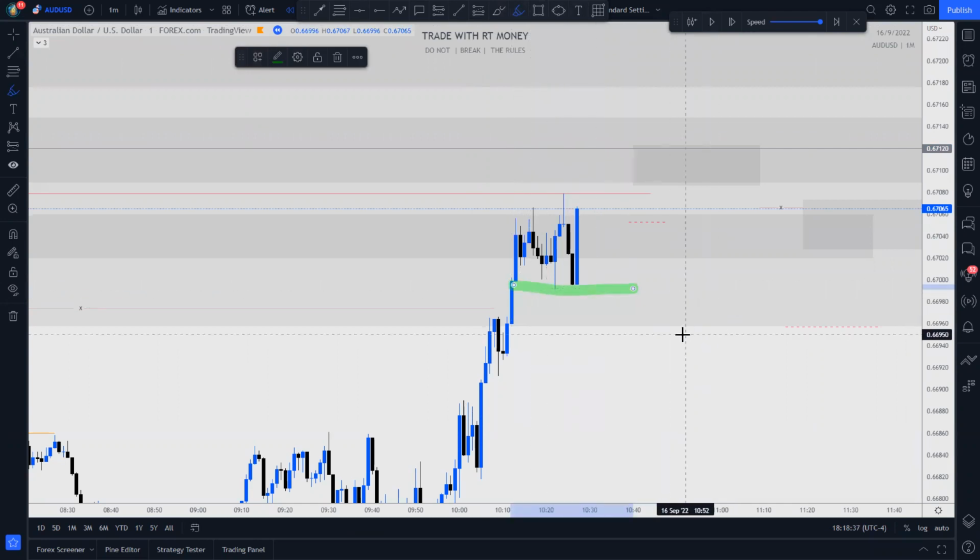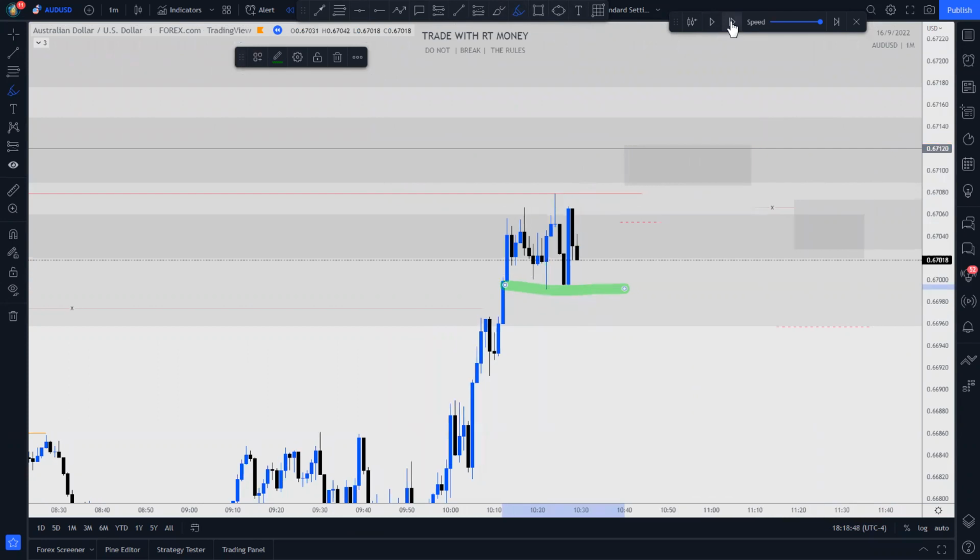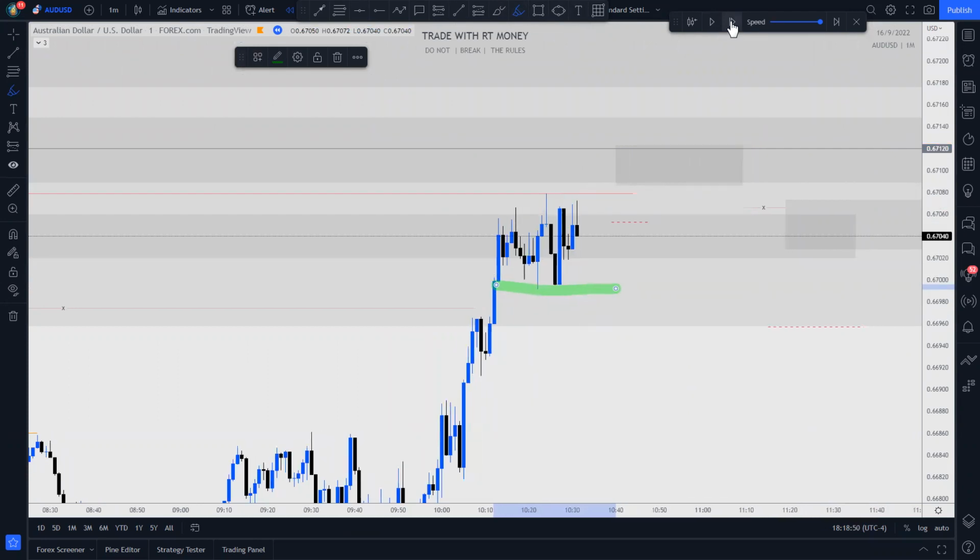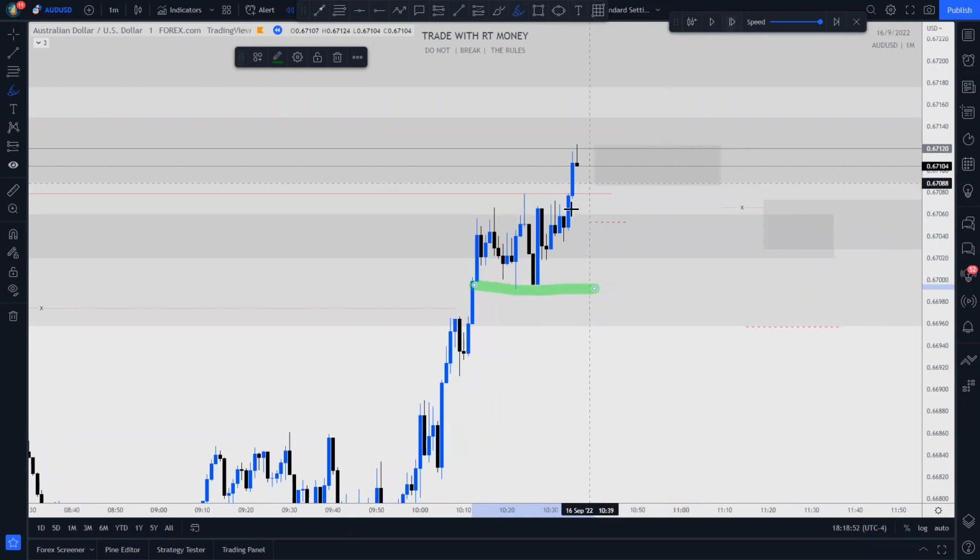So I'm looking for a break here. All right, but price is still making its way up. It just touched and made equal highs. It didn't actually sweep yet. So I'm waiting and being patient. All right, and price finally breaks that high.